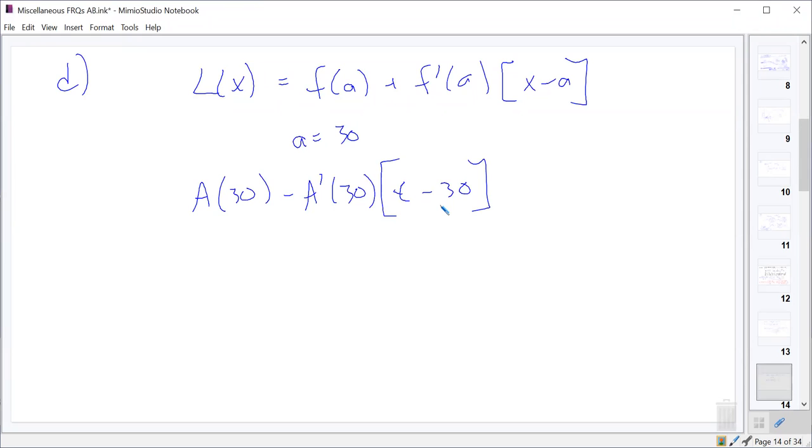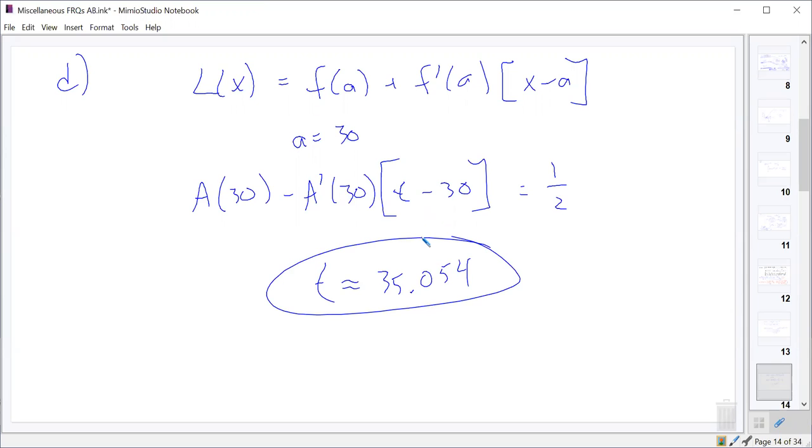And we want to know, when does that equal a half, right? So you've got a value for A of 30, you've got a value for A prime of 30. You can just solve for T. And what did T come out to be? 35.054. That sound right to everybody? How do we feel about that? Good, bad, indifferent?